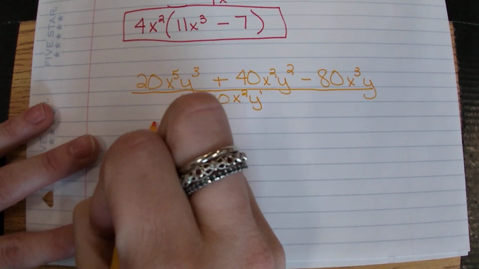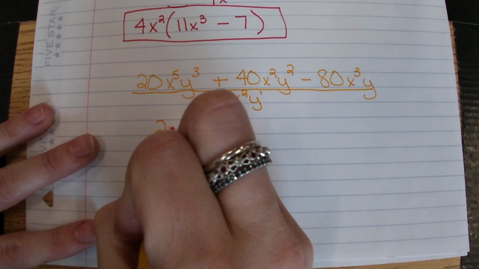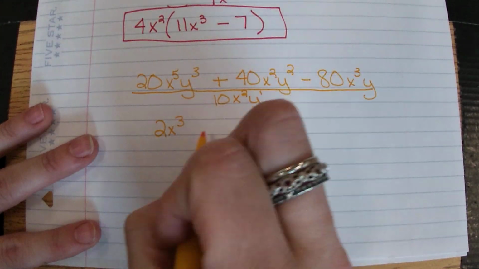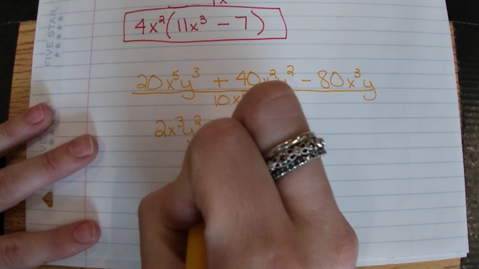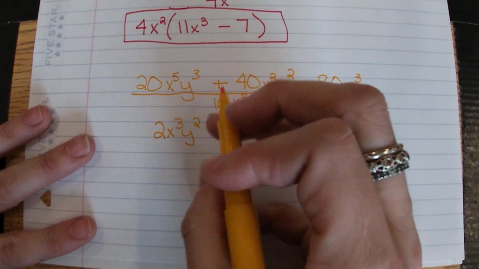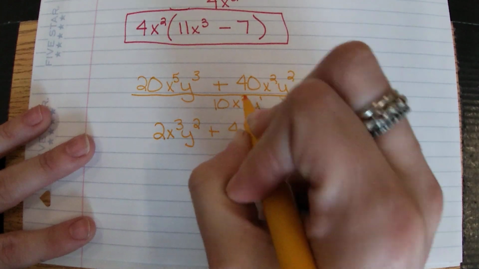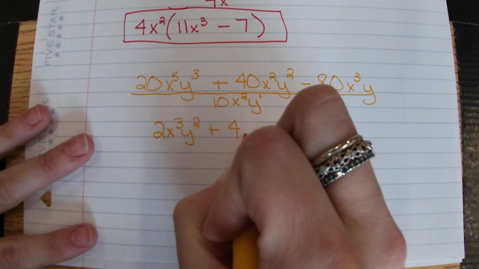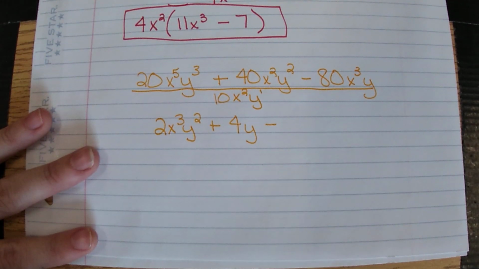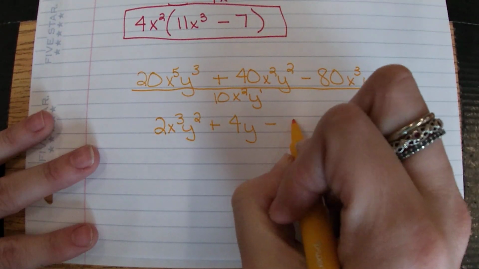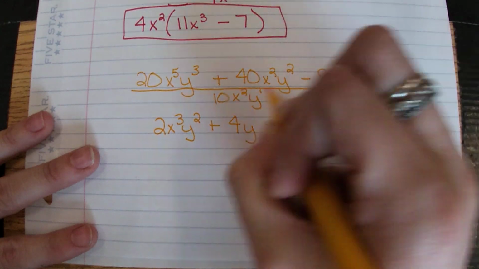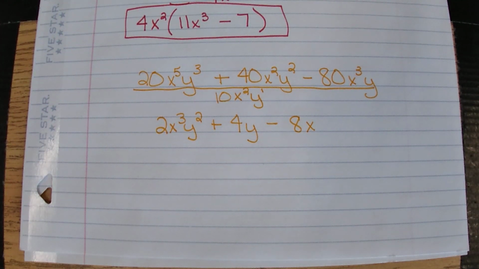20 divided by 10 is 2. We'll subtract the exponents. 5 minus 2 is 3. 3 minus 1 is 2. 40 divided by 10 is 4. 2 minus 2 cancels out. 2 minus 1 is 1. 80 divided by 10 is 8. 3 minus 2 is 1. 1 minus 1 cancels out.